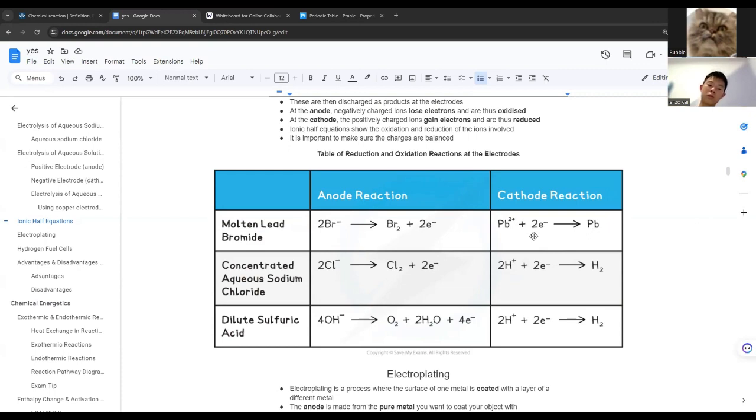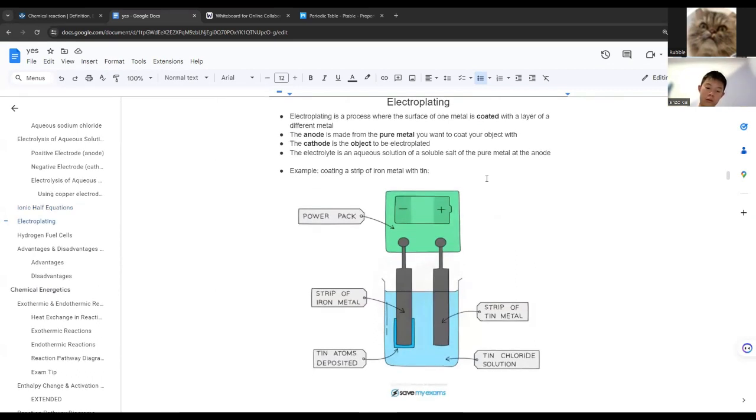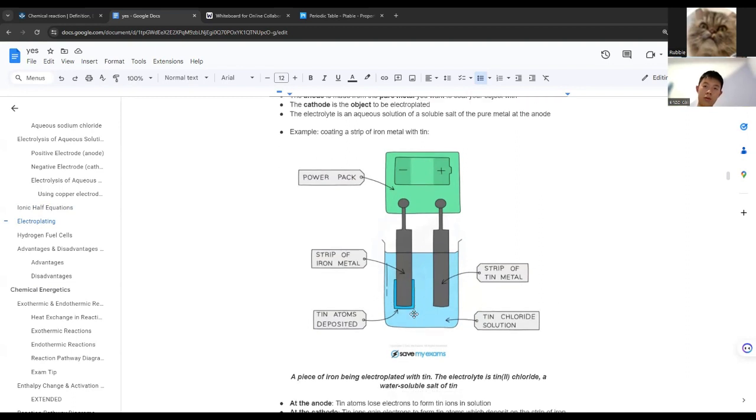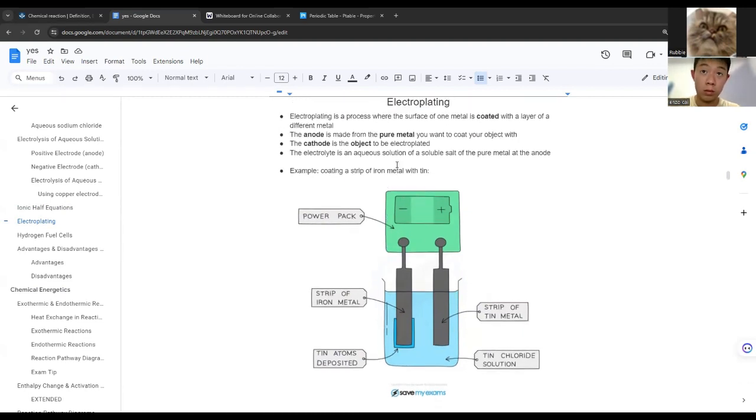Okay, electroplating, yeah. This one you asked before. So the power pack is almost the same apparatus, but on one of the sides, instead of electrodes, you put the object you want to electroplate or the metal that you're going to electroplate with. Here, the anode, which is the positive one, is made from the pure metal you want to coat your object with. And the cathode will be the object you want to electroplate. That means the object you want to coat.